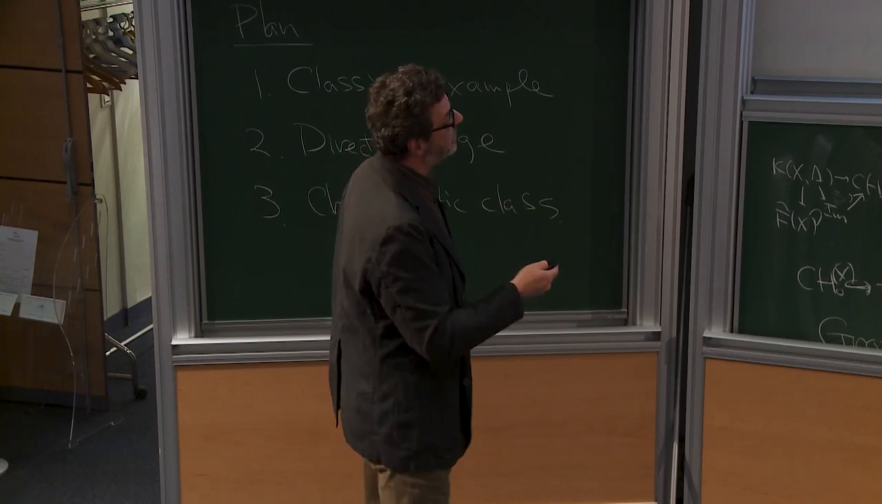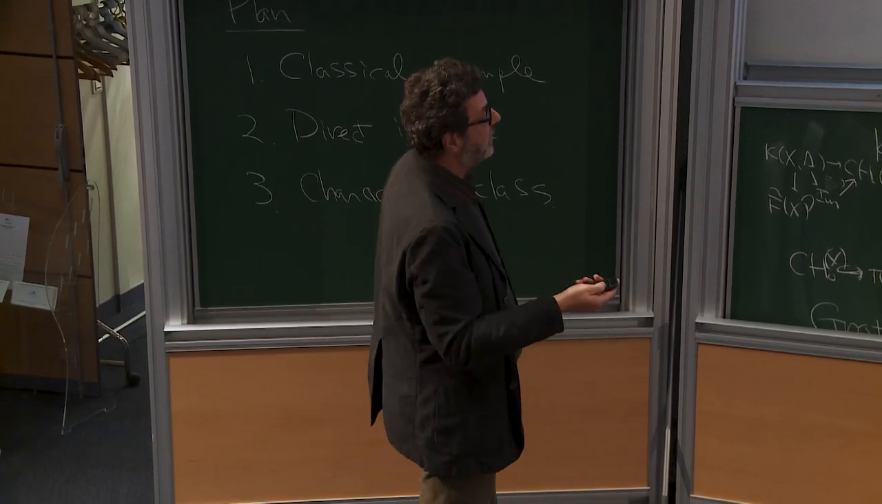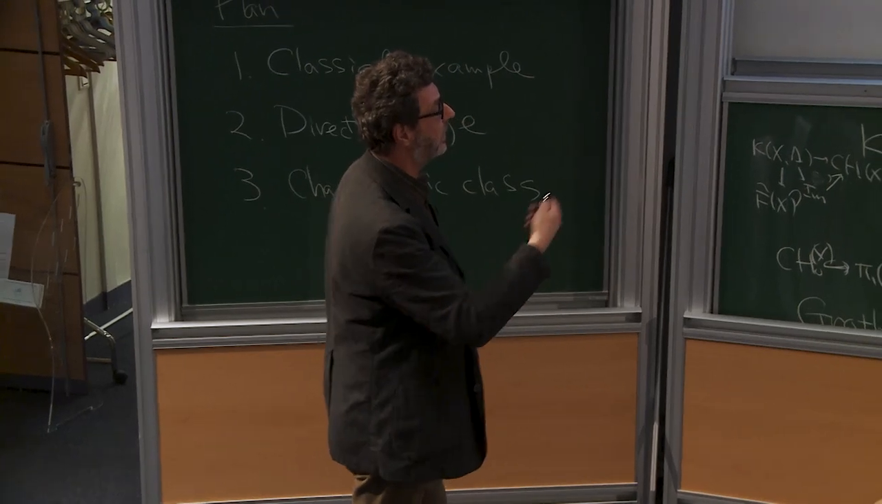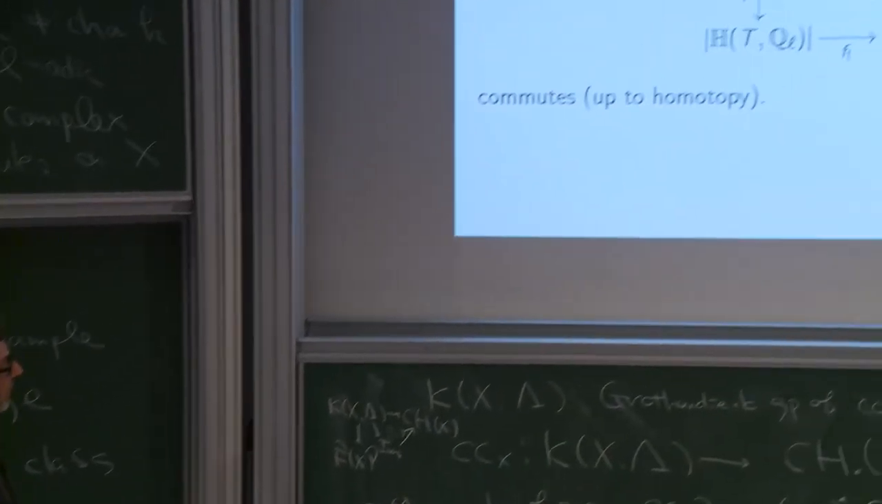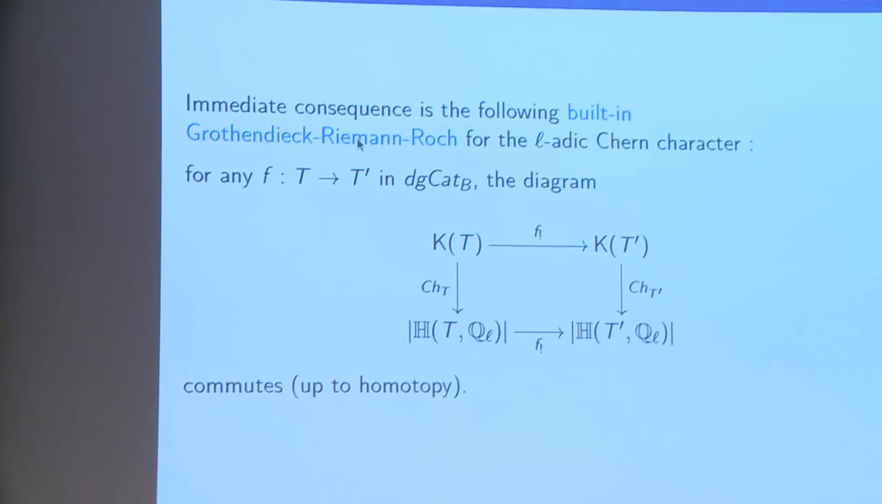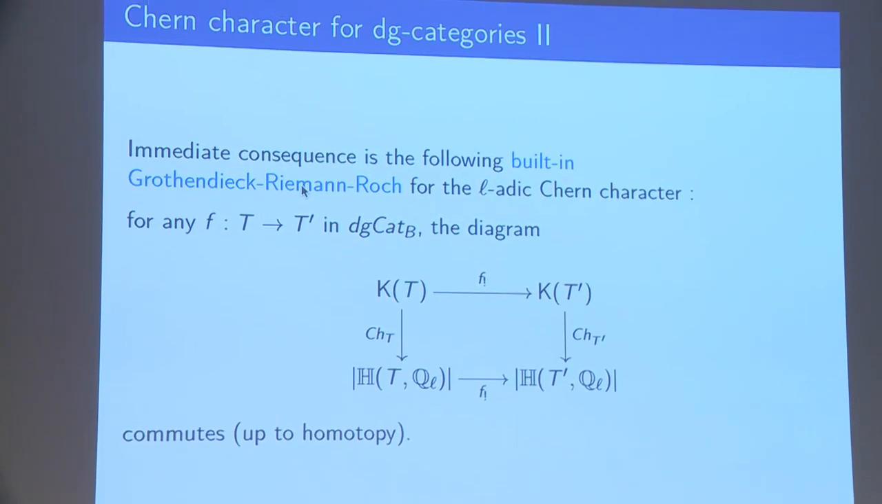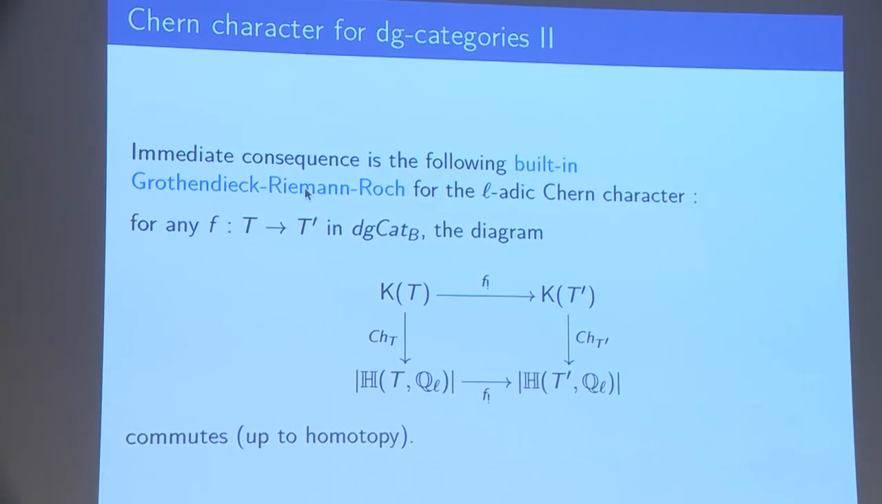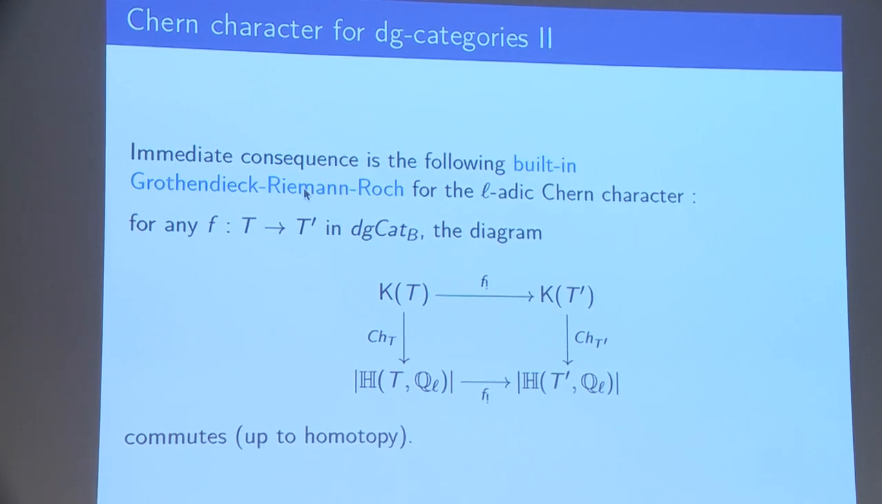So a consequence which is not super interesting is that, by definition, essentially, you have a built-in Grothendieck-Riemann-Roch theorem here, just by functoriality. This is just a curiosity. It's not super useful. But the interesting thing is that we can use this Chern character to prove a trace formula for DG categories.